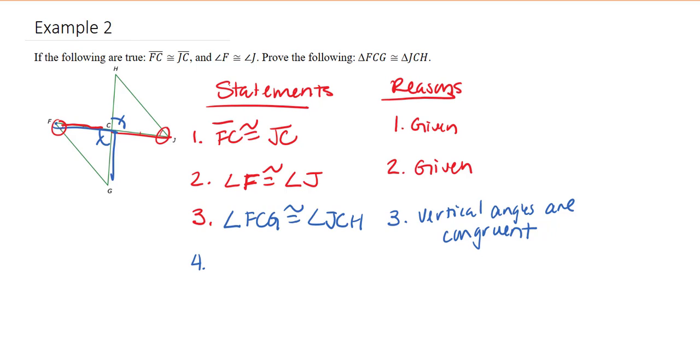And so we can go ahead and say the triangle FCG is congruent to triangle JCH, and the reason is, well, we can see we have an angle, side, angle. So angle, side, angle, because the side is the included side, so it's between the two angles. And so we can say this is by the angle, side, angle postulate. And then we're done.